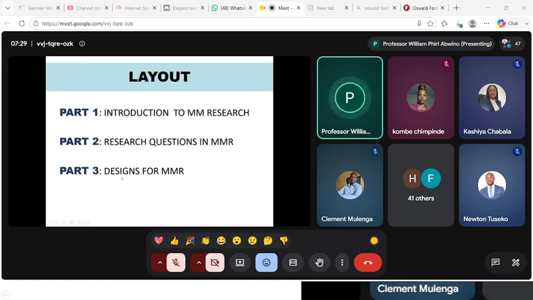And how you can actually select them. So part one, we are going to look at introduction to mixed research methods, and then two, look at the research questions in the mixed method research, and then we are going to look at the designs.